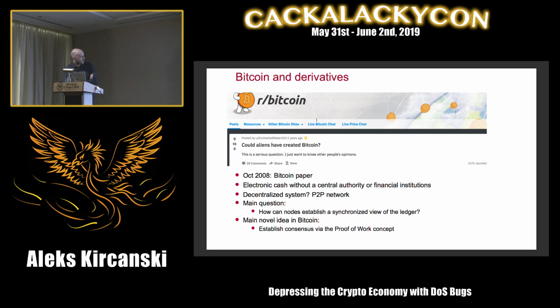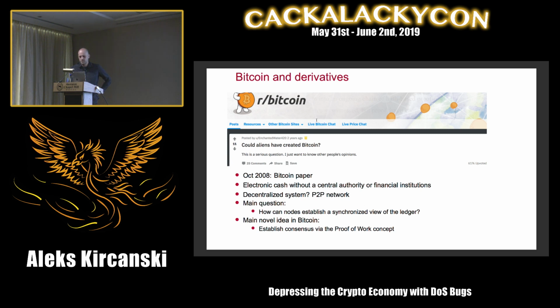So some people seem to think that aliens have created Bitcoin. That's fun. In October 2008, the paper was published, and the implementation came 3 months later. It was only for Windows, but then months later, it got ported to Linux. So what's the idea here? The idea is to have electronic cash without any central authority or any financial institution.